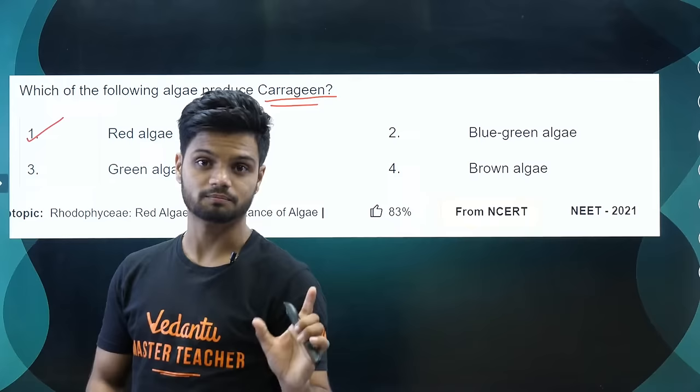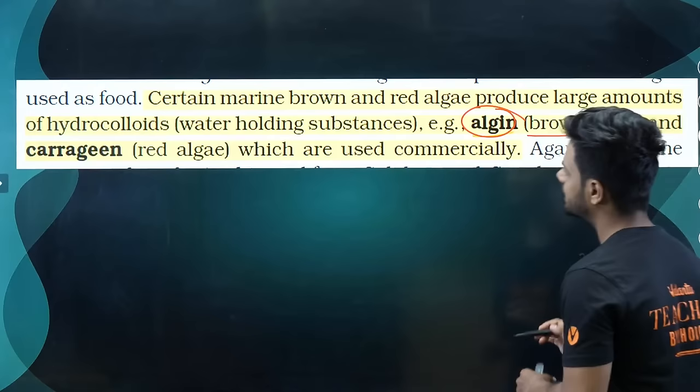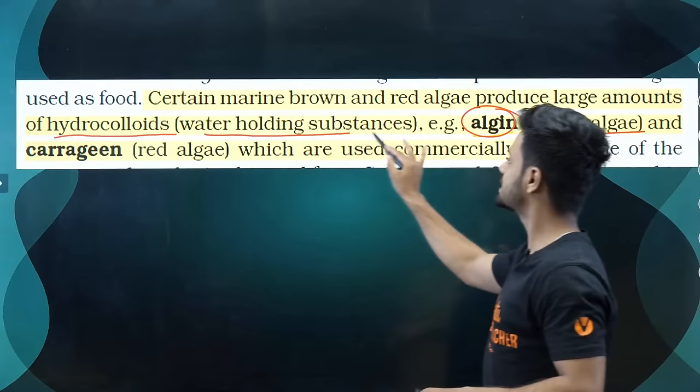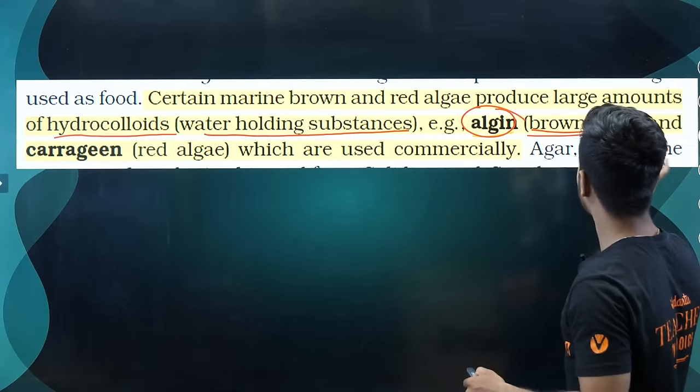The other example is given here. See, brown algae, algin. Algin, present in brown algae, is a hydrocolloid, a water-holding substance. Water-holding substance, not carrying, water-holding substances. Clear? That is your algin. Algin is found in brown algae.